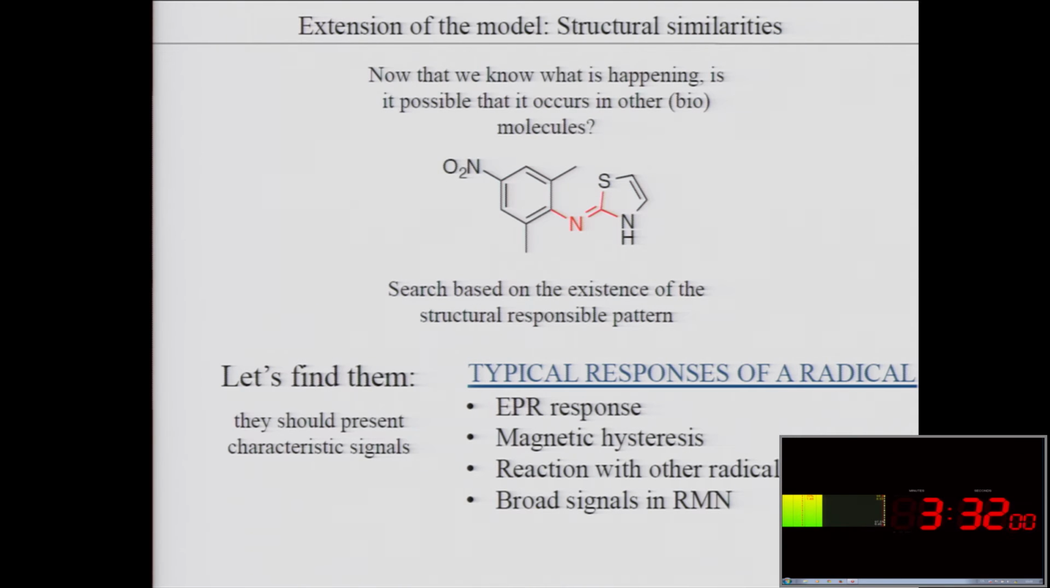And so the extension of the model now seems obvious. Since we have identified a structural pattern that is responsible for these characteristics, and this structural pattern is such a simple thing, we can ask ourselves, can we find this in other biomolecules? Is it a model that can be extrapolated to other kinds of systems? And this is what we did. We started to look for them, and if we find a structure that has this structural pattern, experimentally it should display the typical responses of a radical.